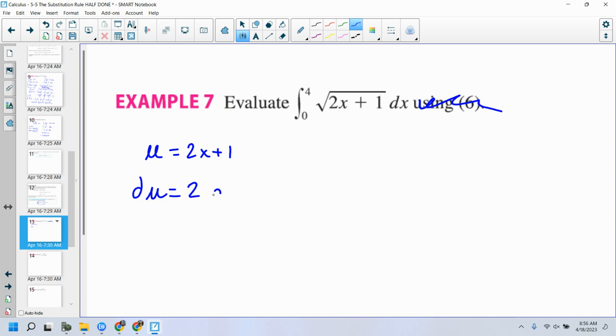Okay, so du is going to be 2 dx, right? Okay, do I have 2 dx? No, I just have dx. Let's get the 2 over to the other side. It's going to be 1/2 du is dx. This is all not new. This is all the same. Okay, so now this is going to turn into the integral of, notice that I'm not putting 0 and 4 on there yet, square root of u times 1/2 du.